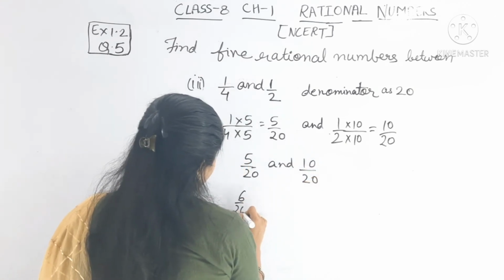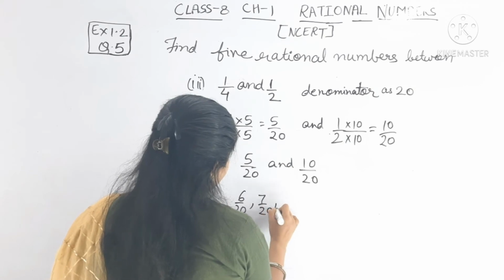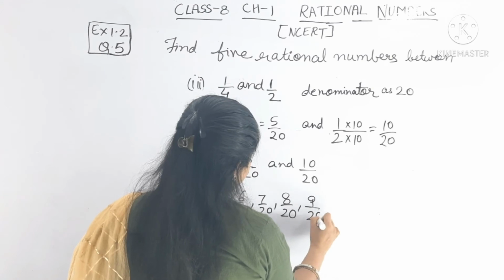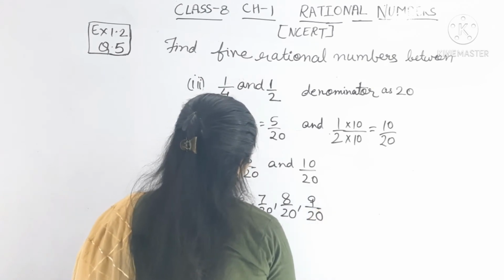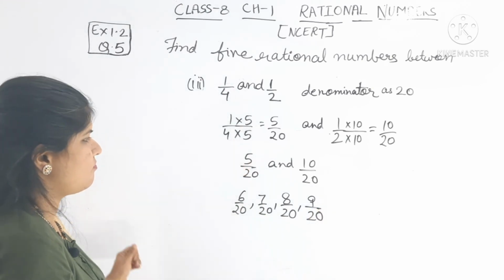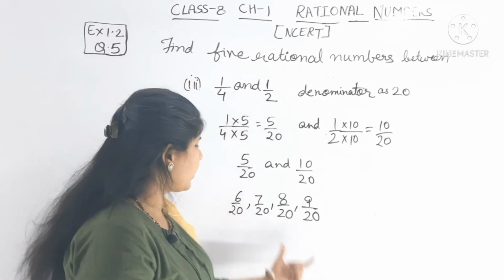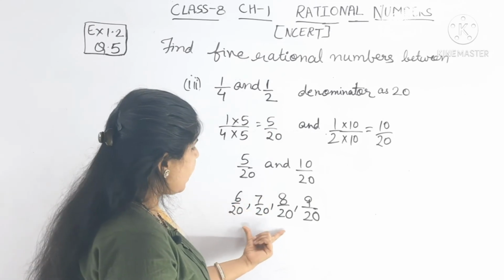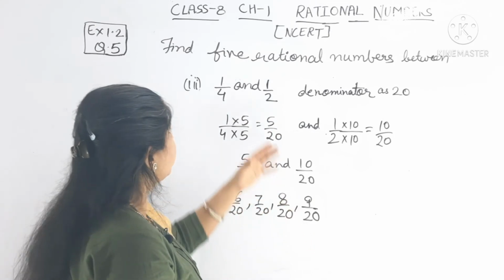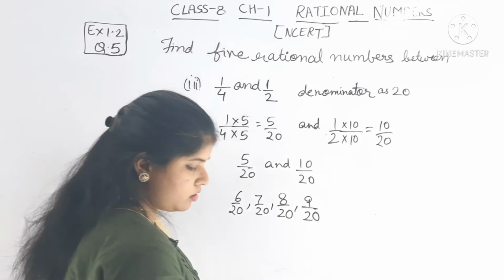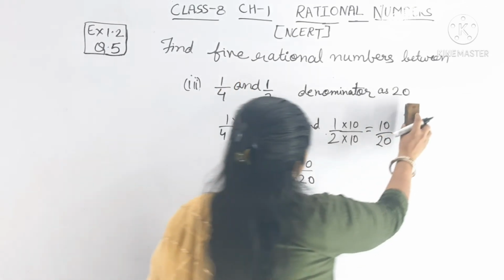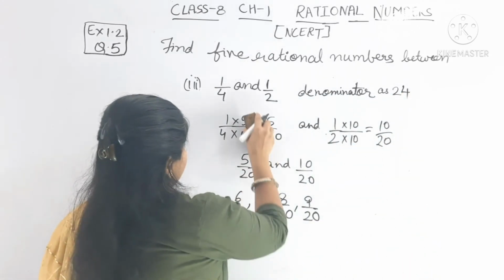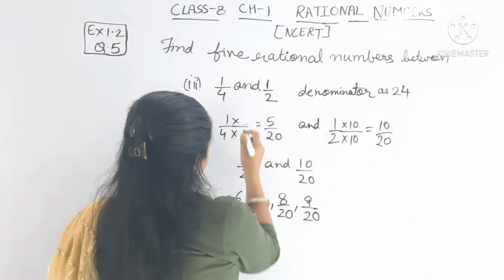6 by 20, 7 by 20, 8 by 20, 9 by 20. Okay students, you can see that if I make the denominator 20, we have only 4 rational numbers. But we want 5 rational numbers. So what do we have to make? If we make the denominator 24, what will I change here?